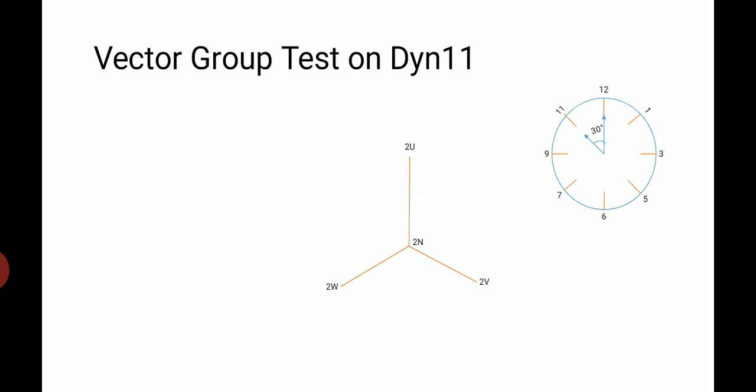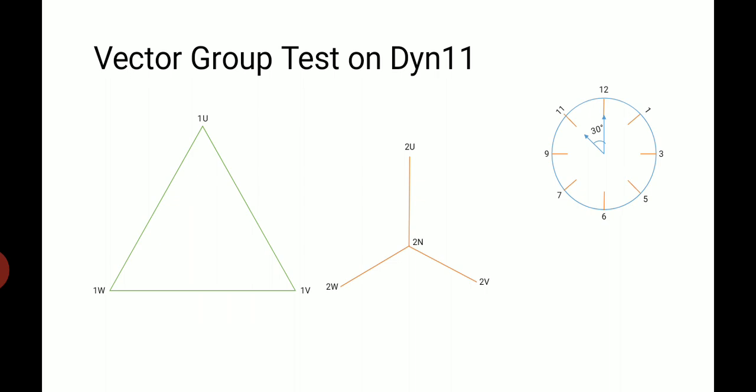Here I have represented the star connection marked with 2U, 2V, 2W and 2N terminals, and delta with 1U, 1V, 1W. So, capital D represents the primary and Y in small letters represents the secondary. And the numerical value 11 indicates the phase displacement. So DY11 means that the secondary line voltage of a transformer will lead the primary voltage by an angle of 30 degrees.